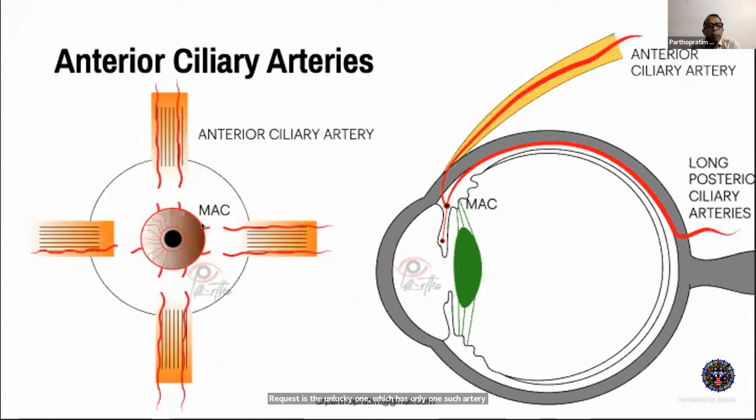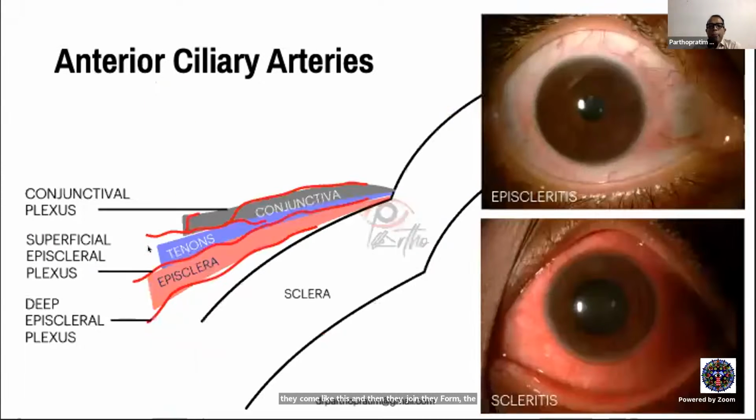These arteries pierce the sclera anteriorly, and then they fuse here with the long posterior ciliary arteries and form the major arterial circle. So they come like this, and then they join, form the major arterial circle and supply the anterior uveal tract. Now, in addition to forming this major arterial circle, the anterior ciliary artery is also important.